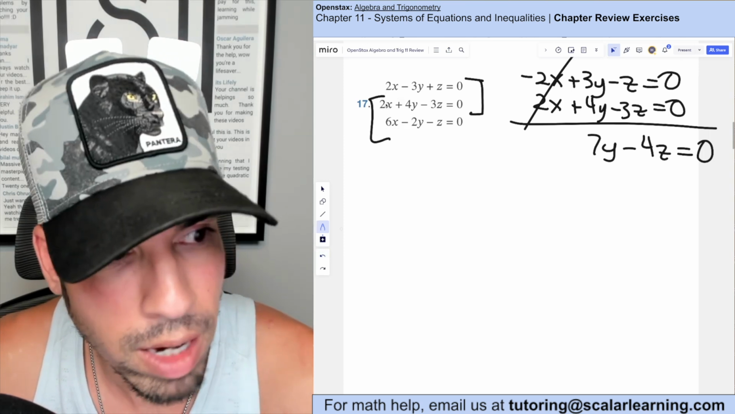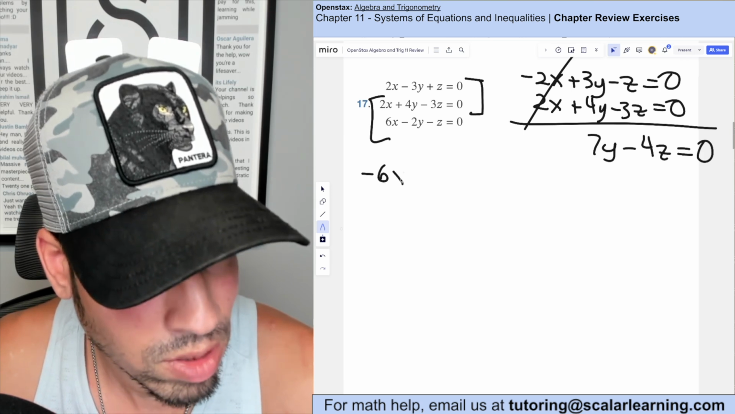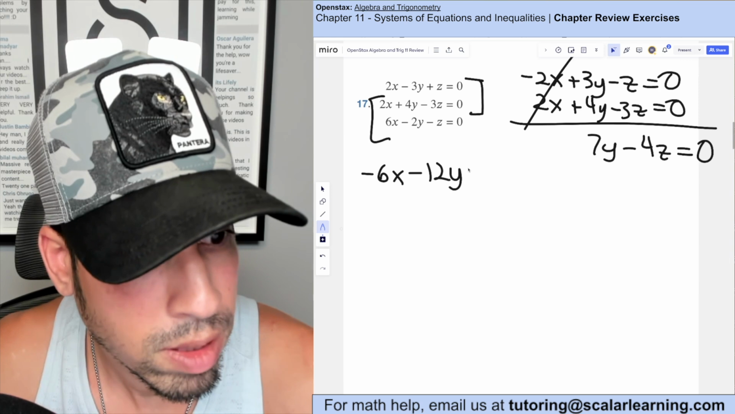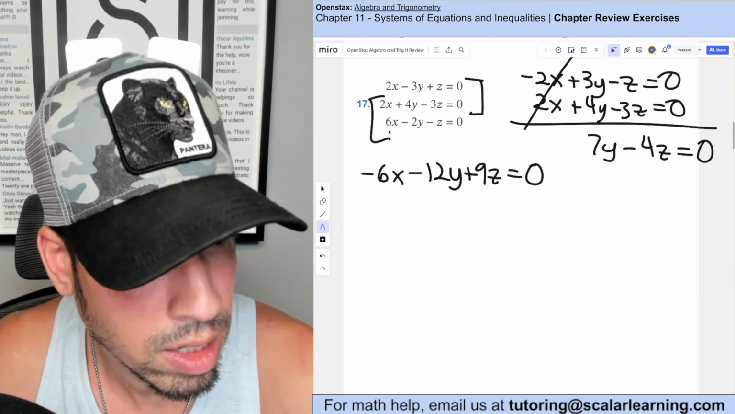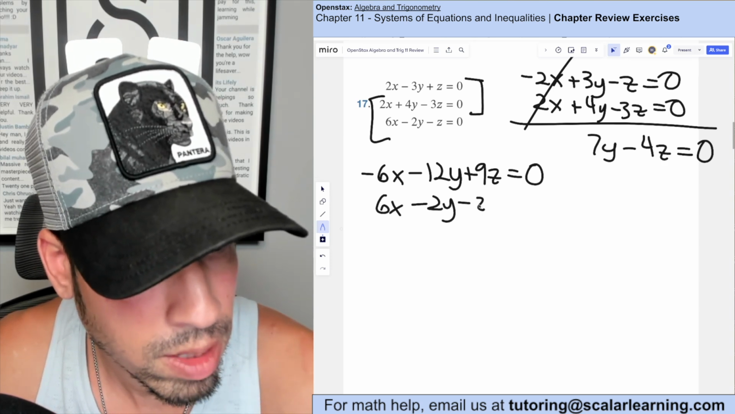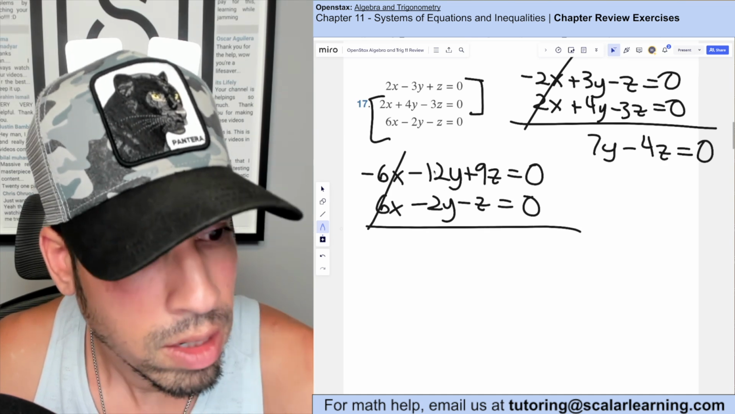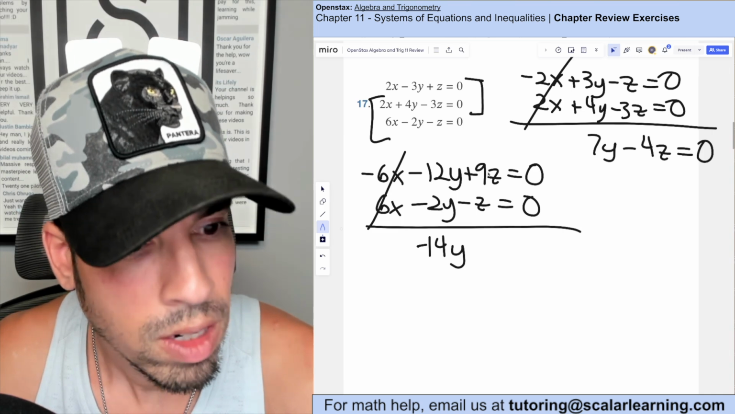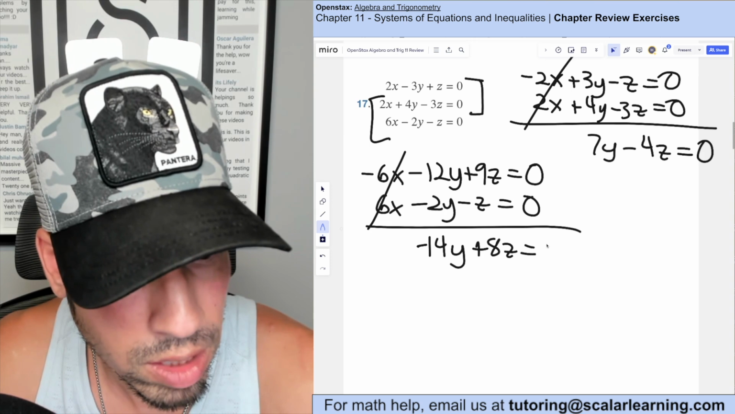So I'm going to multiply the middle one this time by negative 3. So we got negative 6x minus 12y plus 9z is equal to 0. And then this stays as is, right? 6x minus 2y minus z equals 0. So then we add these together. Goodbye. Negative 12 plus negative 2 is negative 14y. 9z minus z is 8z, and then we equal to 0.